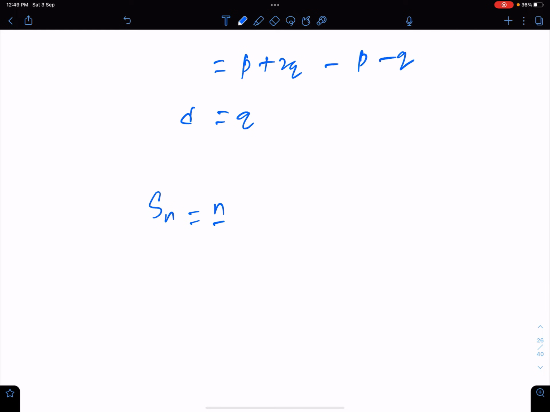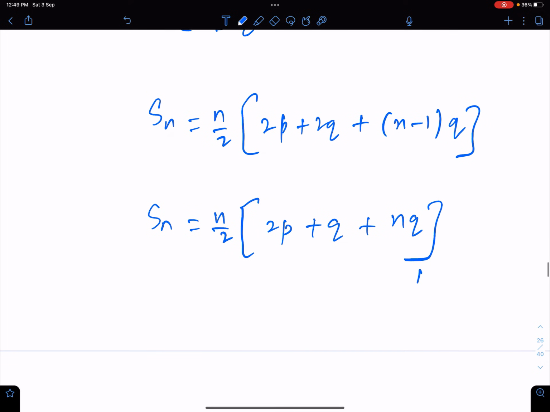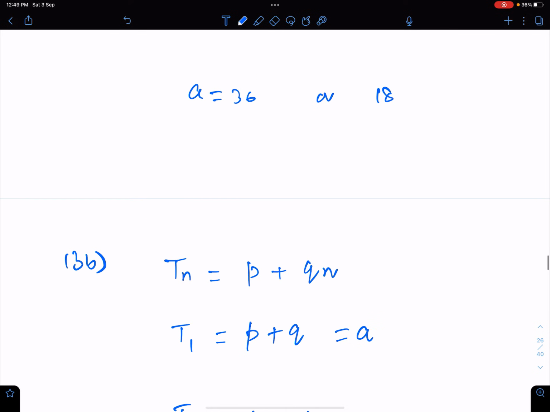Now we need Sn. So Sn is n upon 2 times 2a. A is P plus Q, so 2p, 2q, n minus 1 times Q. This is Sn. And the simplified form of Sn would be n over 2 times 2p plus Q plus nQ. So that's the answer of B part 1.